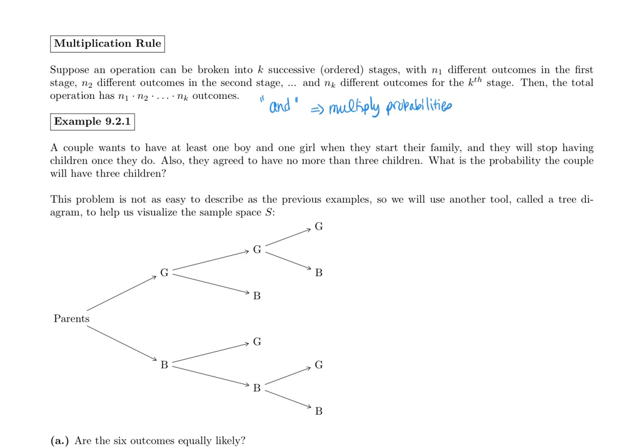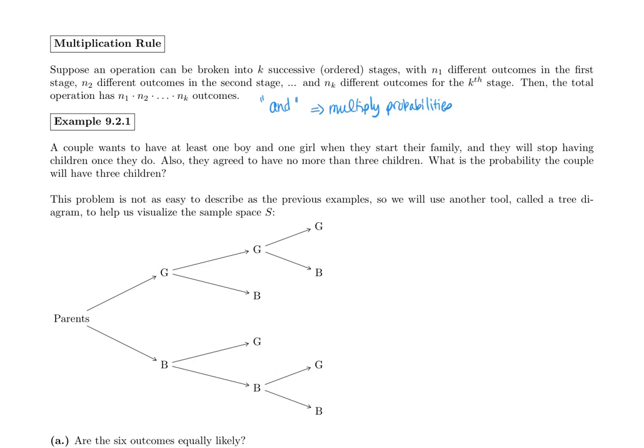So a couple wants to have at least one boy and one girl when they start their family, and they will stop having children once they do. Also, they agreed to have no more than 3 children. What is the probability the couple will have 3 children? So that means we have to have girl and then boy. That is the only way that they're going to have the 3 children.